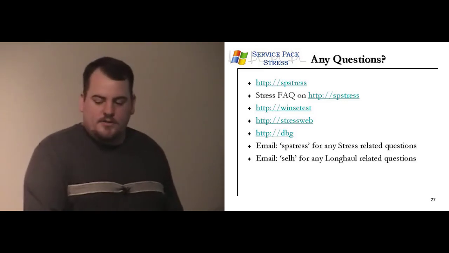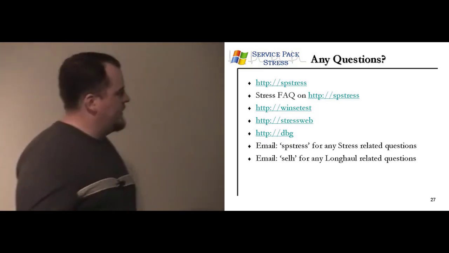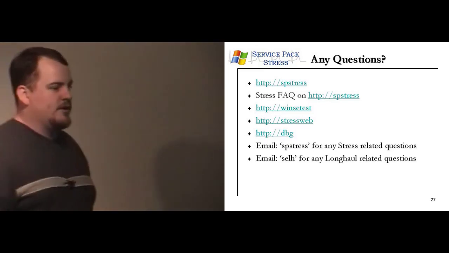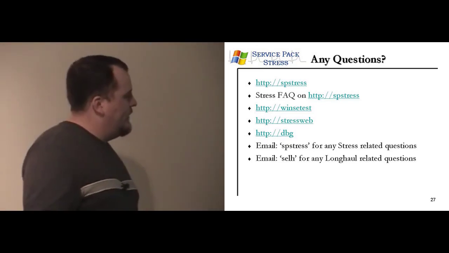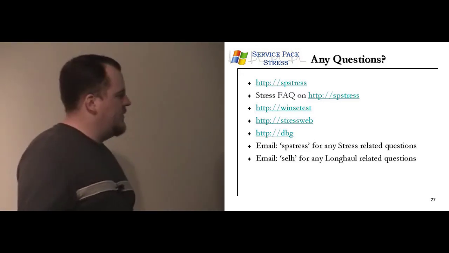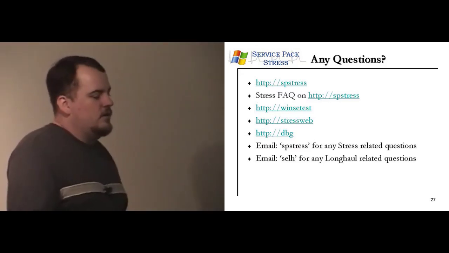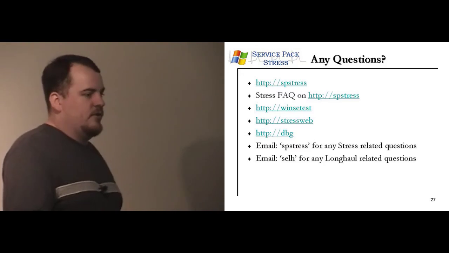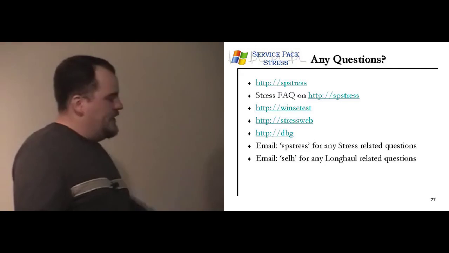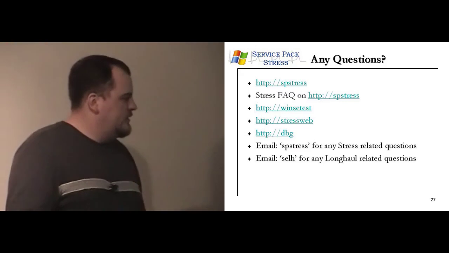Any questions? These are some links that can hopefully help you. The SP Stress is our main reporting site that we use. WinSE Test has some general guidelines on different testing questions, methodologies, that sort of stuff. Stress Web is the core team's, the team that's working on server and Longhorn and SP2 right now. HTTP DBG is where you would install your debugger. And you could always email SP Stress.